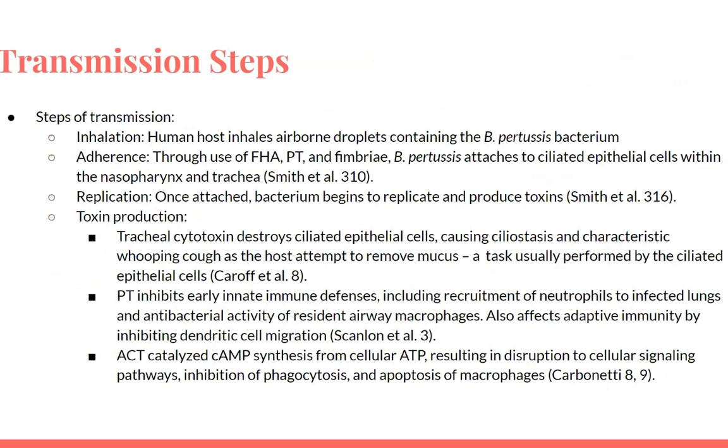Inhalation of airborne droplets containing Bordetella pertussis starts the infection. Bacteria attach to ciliated epithelial cells in the nasopharynx and trachea using FHA, pertactin, and fimbriae. They then replicate and produce toxins. Tracheal cytotoxin destroys ciliated cells, inhibiting the ability of the host to remove mucus properly, causing that distinctive and characteristic whooping cough. PT inhibits immune defenses, and ACT disrupts cellular signaling, inhibiting phagocytosis and inducing apoptosis of macrophages.